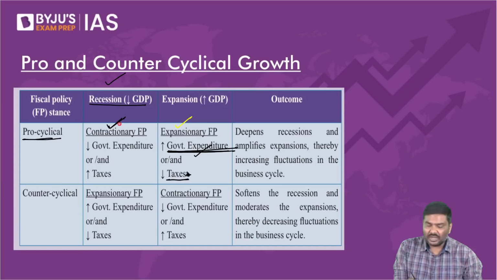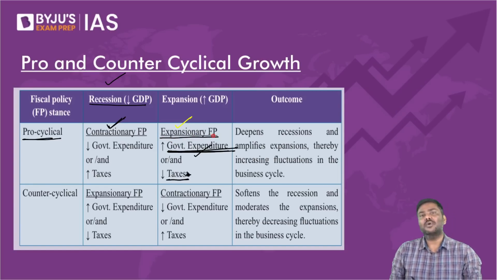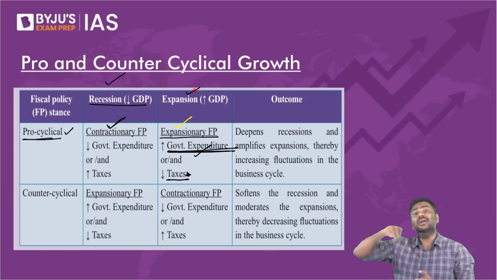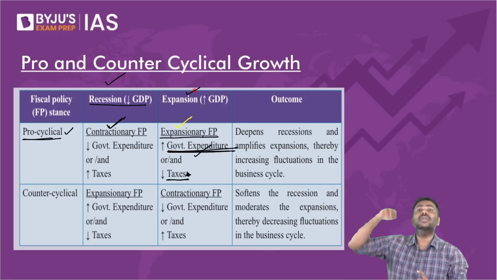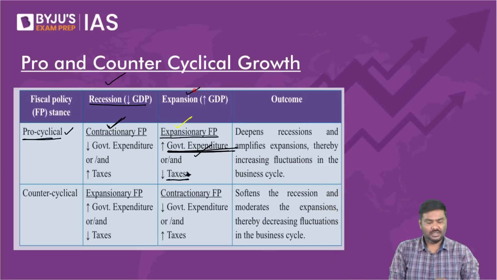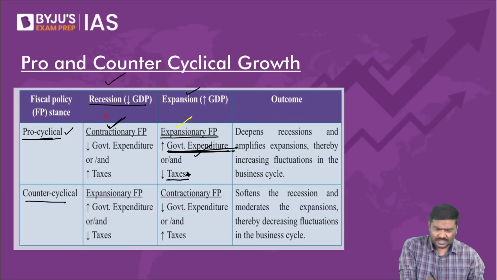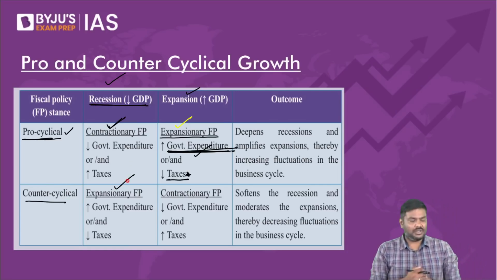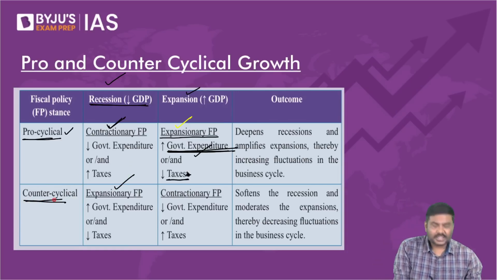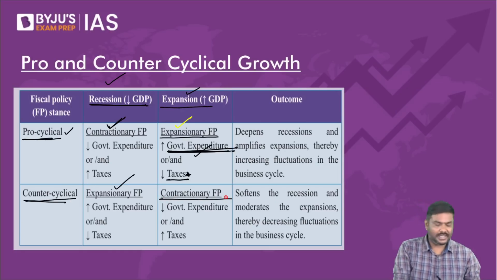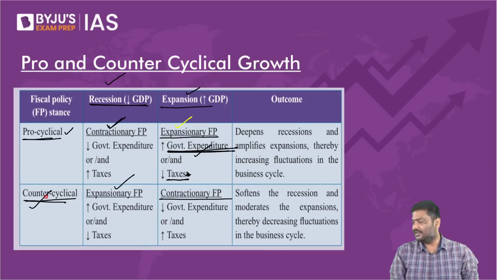And if the government follows expansionary fiscal policy during a high growth phase, during a boom phase, or during an expansion phase, we'll call this a pro-cyclical policy. Whenever there is a recession, if the government follows expansionary fiscal policy, we'll call this counter-cyclical. And when there is expansion, if the government follows contractionary fiscal policy, we'll call this counter-cyclical.